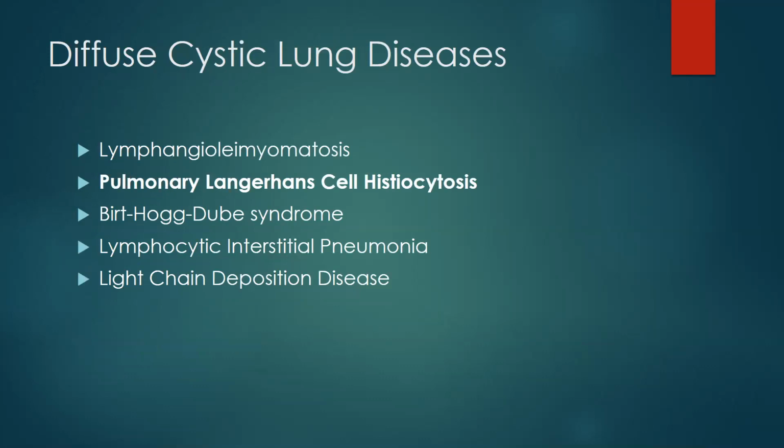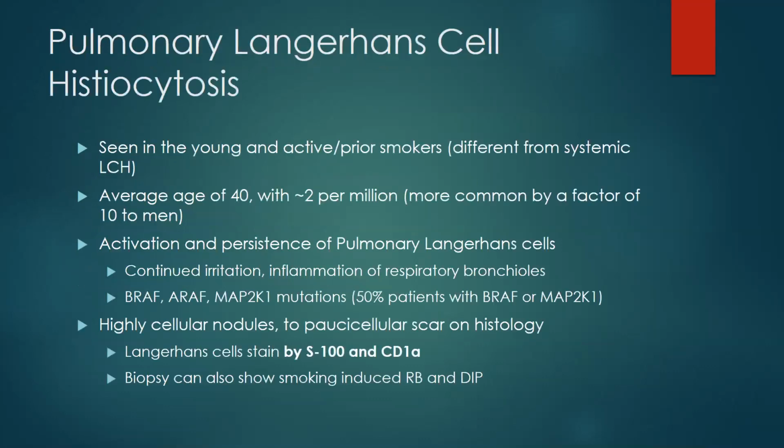Next on our list is looking at pulmonary Langerhans cell histiocytosis. This tends to be a diffuse cystic lung disease seen in young patients who are active or prior smokers, or have significant secondhand smoke. About 80% of case reports noted these patients having a high amount of smoking or substantial secondhand smoke. On average, it's about 2.7 per 100,000 men, or 0.7 per 100,000 for women, so more common in men by a factor of about 4.